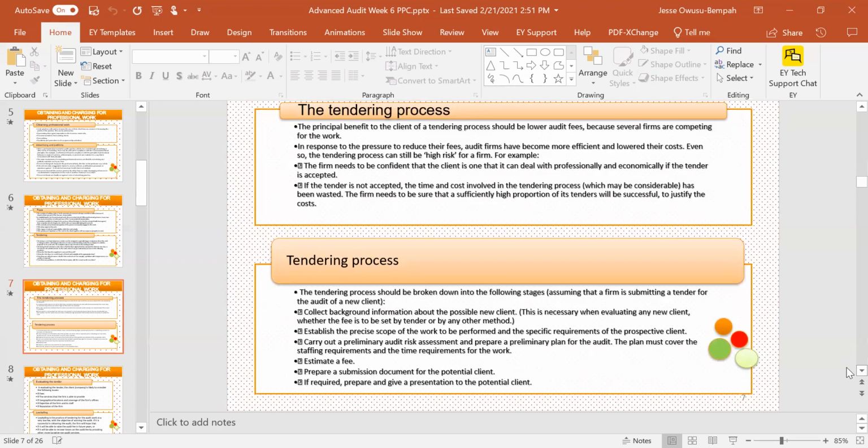Simple process, right? It begins by collecting information, establishing the scope of work, carrying out a preliminary audit risk assessment. Then you are able to cover the staffing requirements and the time requirements, from which you'll be able to estimate the fee. Then you can prepare your submission document for the potential clients. Very important.